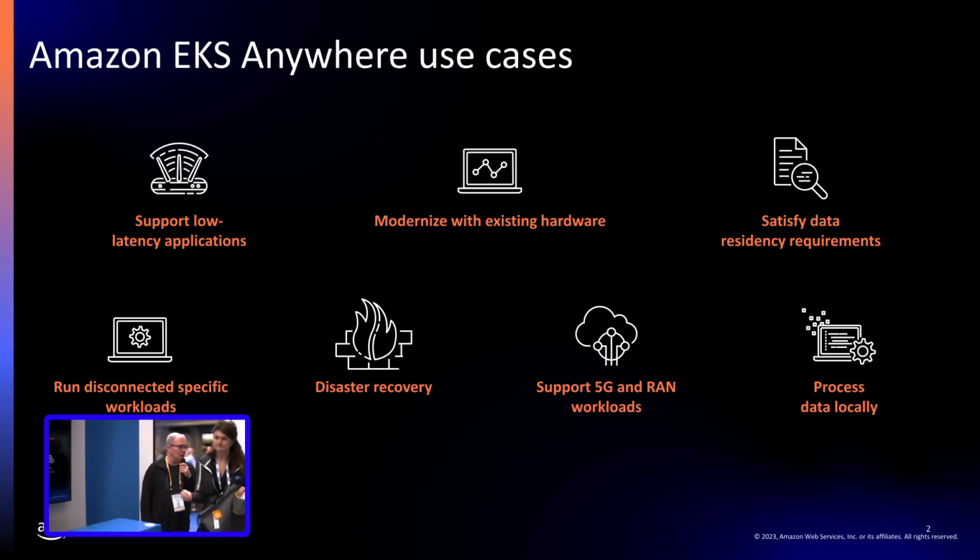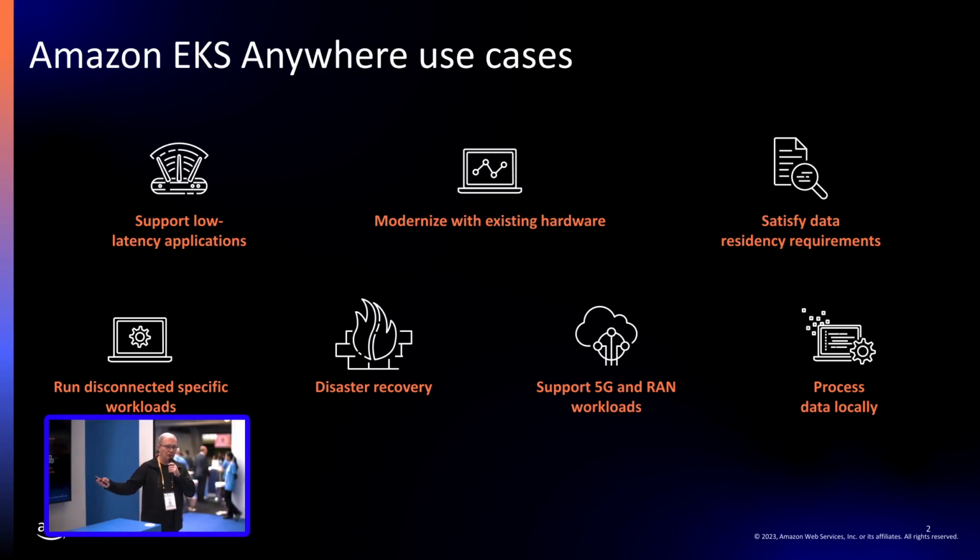Disconnected specific workloads. So if you have, for example, a power and energy type customer where you have to be able to disconnect from an environment, EKS Anywhere can run fully disconnected, never has to call home for anything. Disaster recovery, if you're running on premises and want to be able to disaster recover into EKS in the cloud is another good scenario. And then telco and data locally, I already mentioned data residency, but also if you have a lot of data that you're trying to process locally.